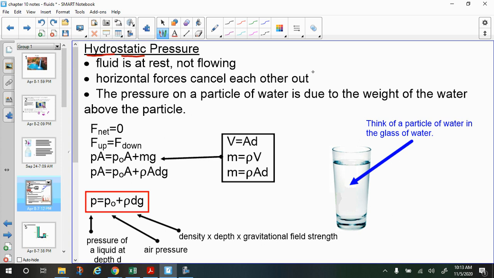So horizontal forces are going to cancel each other out, and so we're not worried about horizontal forces. We're just going to think about vertical forces. So the pressure on a particle of water is due to the weight of the water above the particle. So it's a good way to think about how to derive the equation. If we think about this little particle right here in the water, we are thinking about the weight of the water on top of it.